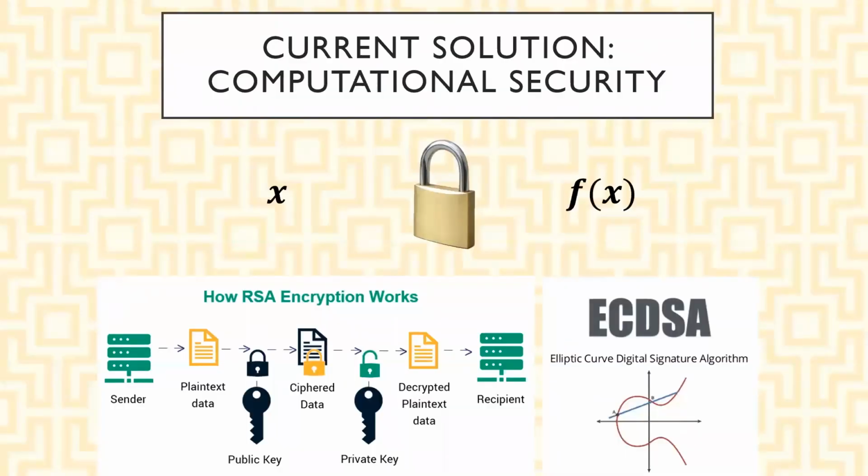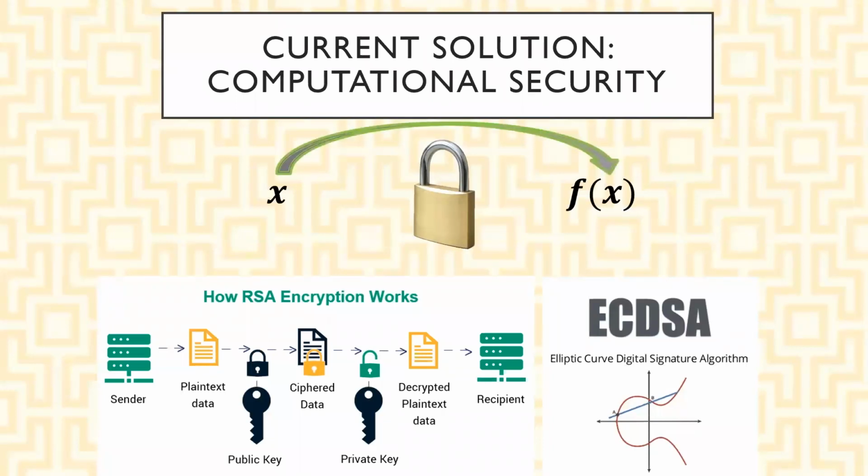Our current solution is computational security, so not mathematically proven to be secure, but still computationally difficult to break. In fact, it works like this. We take a message, X, a kind of data that we want to protect, and we apply to it some function, some algorithm like RSA or the elliptic curve digital signature algorithm that I mentioned down here, or many others. We apply this kind of function to the message, which gives us an output.